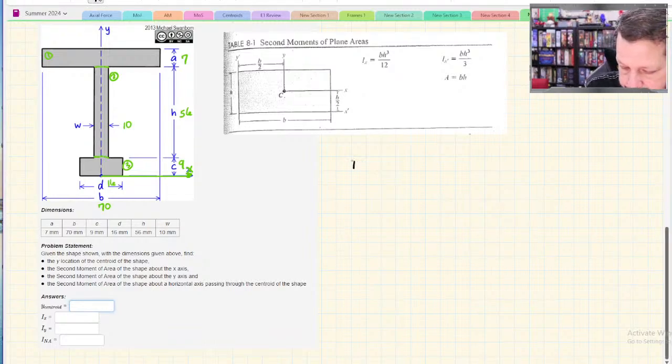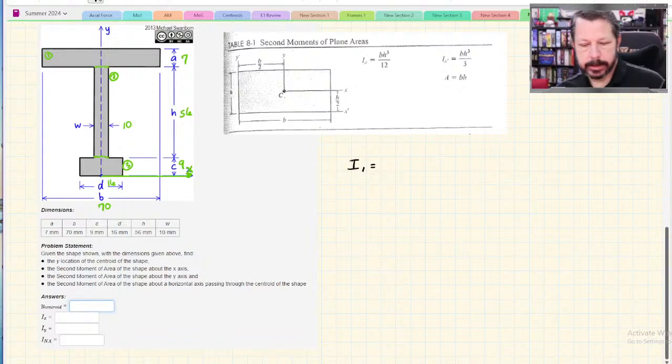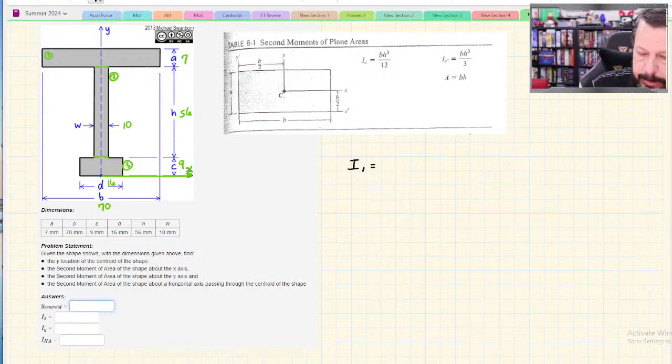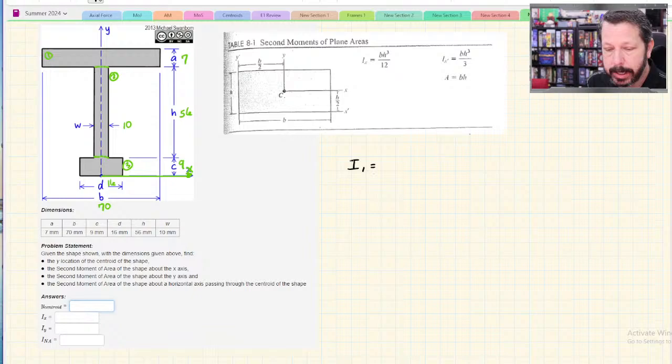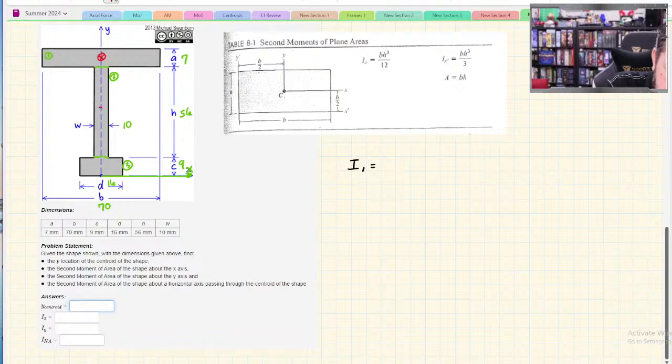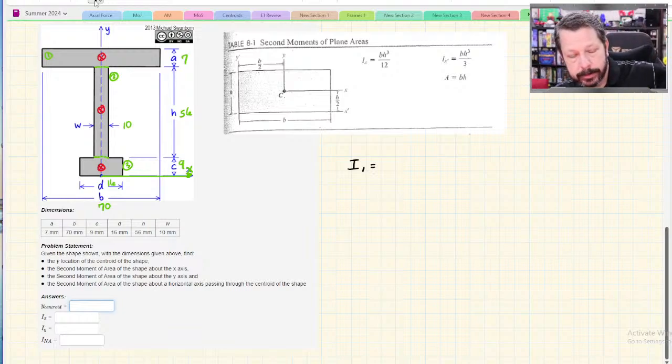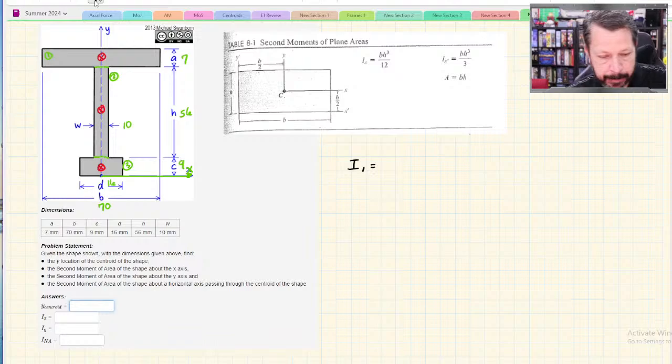So I1, the moment of inertia about I1, if we want to use the parallel axis theorem, we need to be able to calculate the moment of inertia about the centroid of part 1 and then move that down to our reference axis, which is way at the bottom. So the centroid for part 1 is here, maybe there. So definitely going to have to move part 1 down to the x-axis.